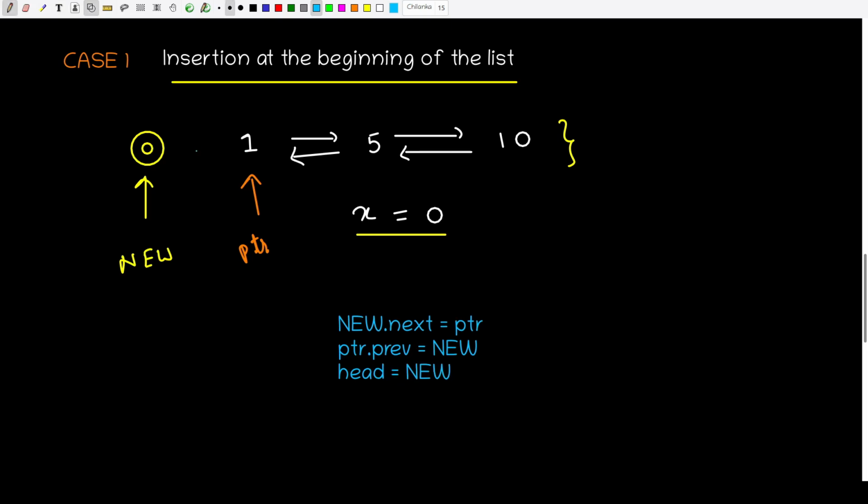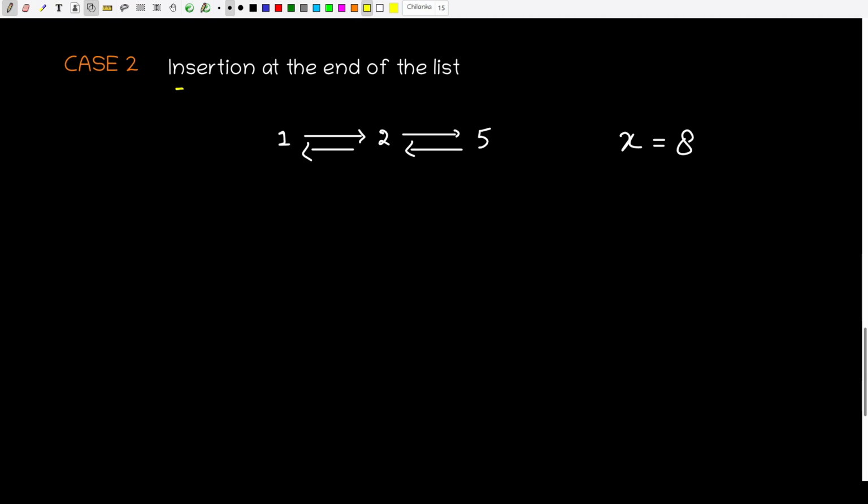So essentially what we have done is we have set this pointer, we have set this pointer, and we have adjusted head such that head points to this position. And then we are going to just return head. And in this way, we will be able to handle the case where the insertion has to happen at the beginning of the list.